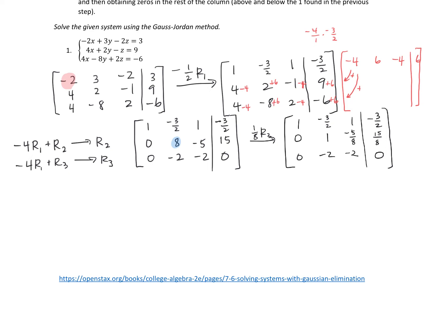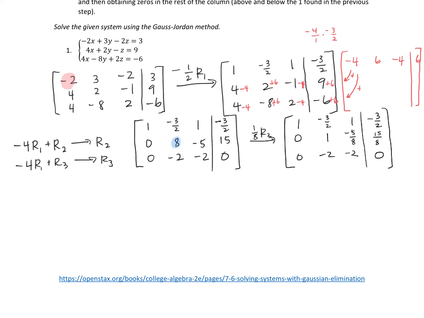Okay, so now I've gotten a 1 in the position I want in the second column, and now it's time to zero out everything above and below it. Notice that above the 1 is a -3/2, and below the 1 is a -2. So I'm going to have to multiply by different scalars in order to zero those out. So let's just deal with the first row first. So what I'm going to do, I want to zero out the -3/2.